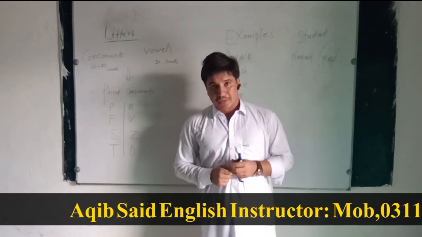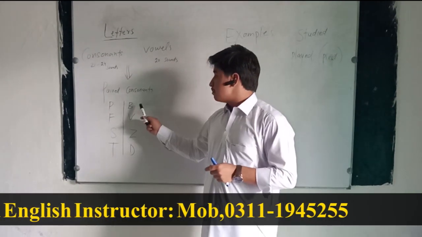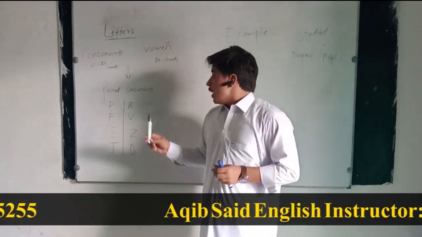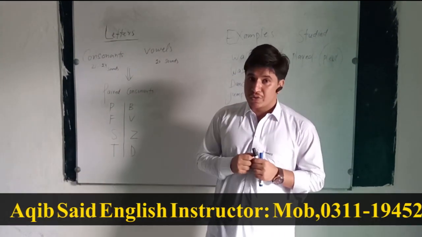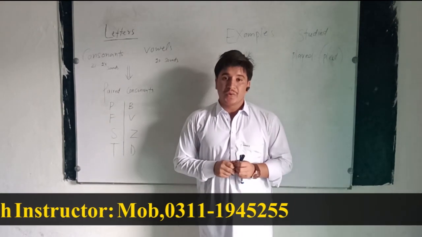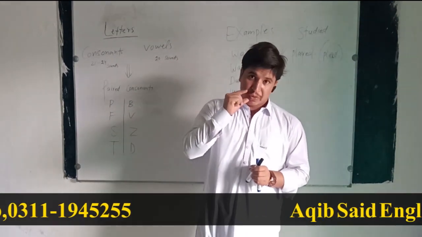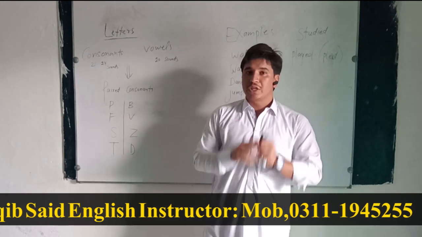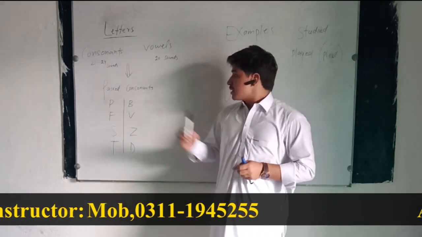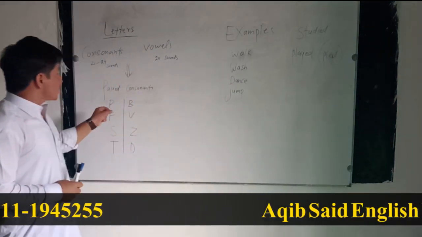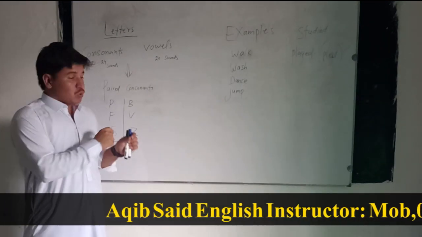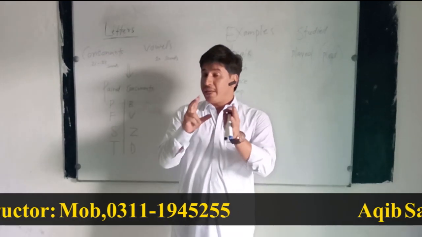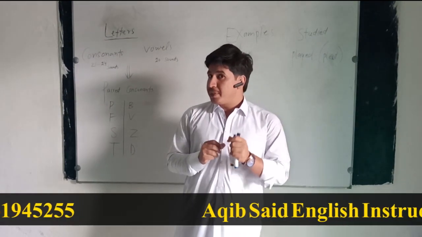Let me clarify your concept. We have the p sound and we have the b sound. They are called pair consonants. Now, why are they called pair consonants? If you think about the articulation of the p sound, whenever we pronounce the p sound, we join both our lips. It is also called a bilabial sound because two lips are involved in its production. And the same is the case with the b sound. Whenever we talk about the b sound, we join both our lips. So with p and b sounds, the place of articulation is the same. When the place of articulation is the same, we call it a pair consonant.